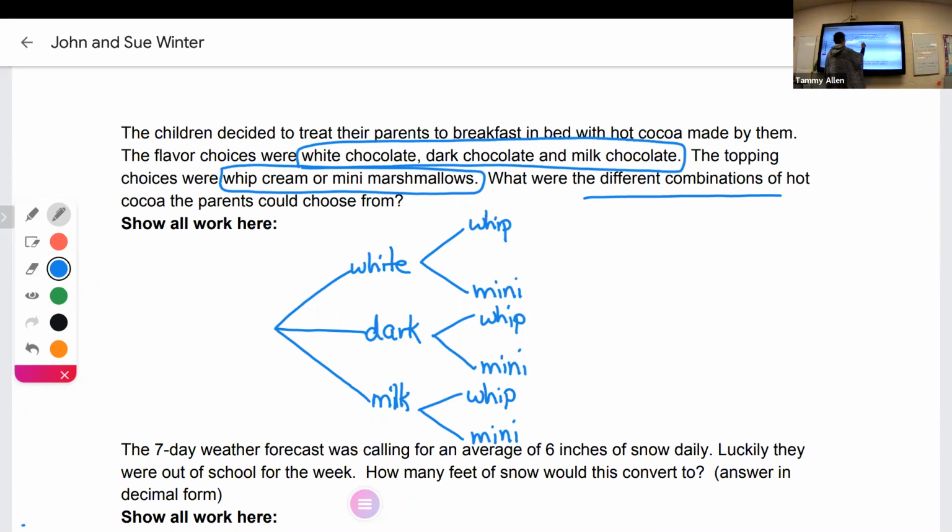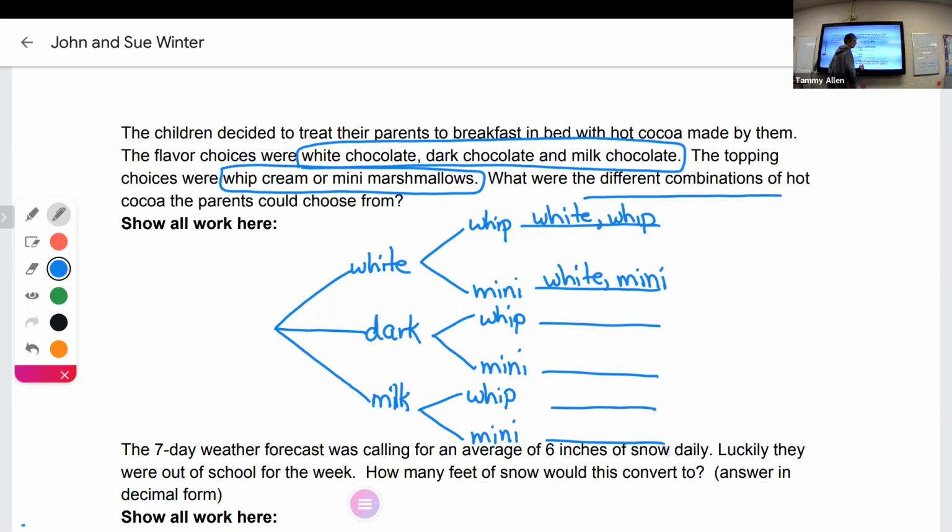So now I list my choices as white chocolate with whipped cream, white with mini marshmallows, and so on. I'm not going to finish it for you. That would be something you can finish. And those would be your choices out here. Does that make sense? Questions? Questions? Okay, you can finish that one up. All right?